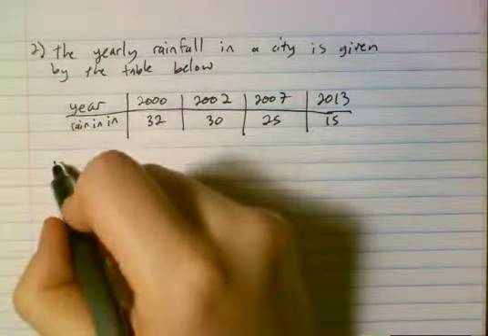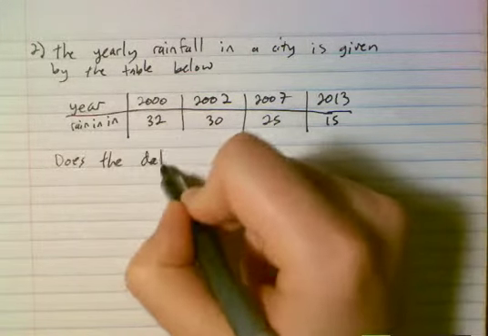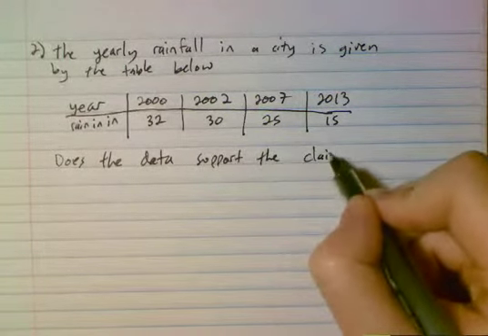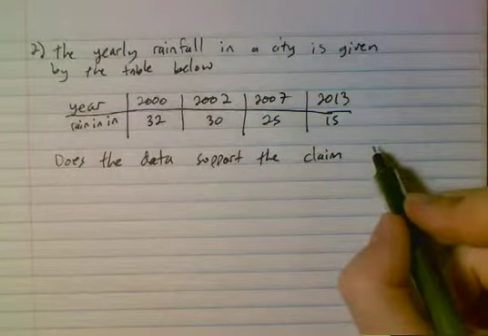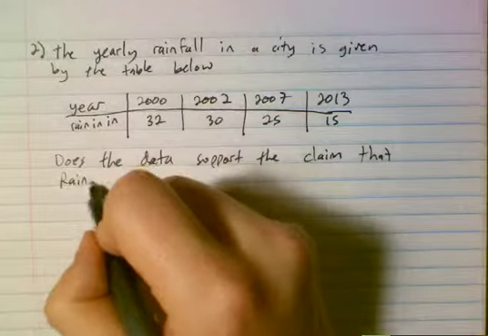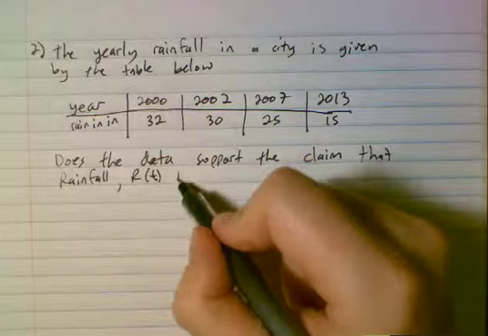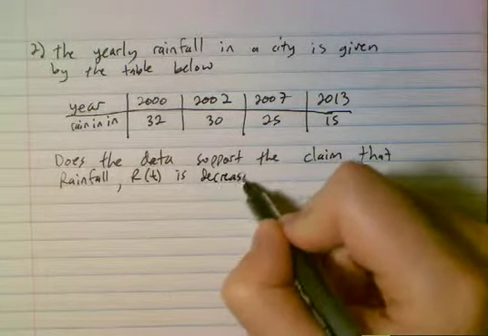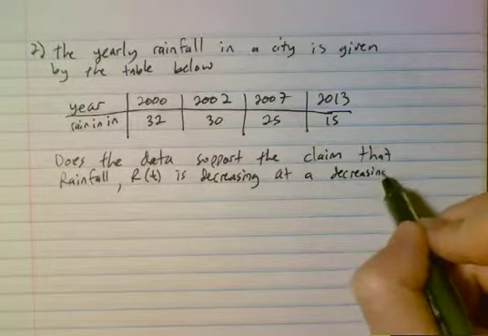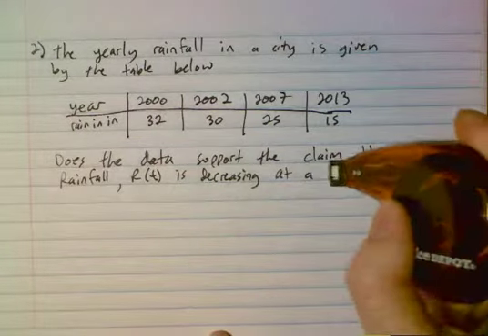So our question is, does the data support the claim that rainfall, let's call that R of t again, is decreasing at a decreasing rate? Oops, I meant that to be increasing rate, not decreasing.